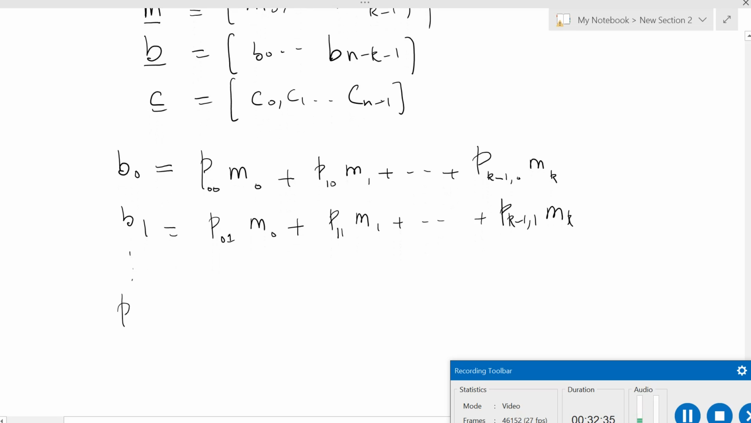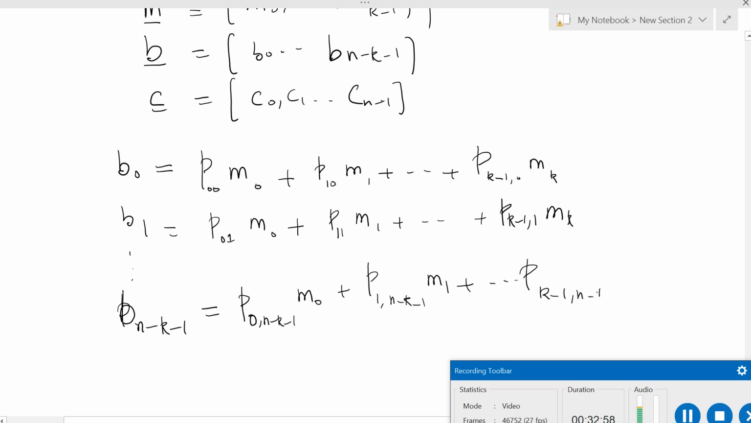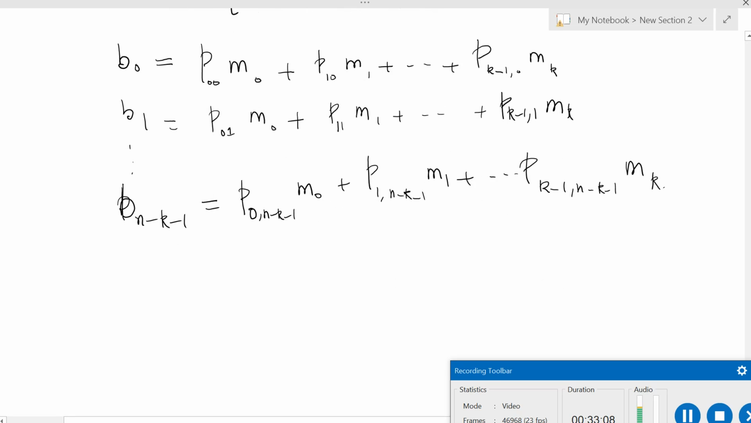So on and so forth up to B n minus k minus 1 equals P0 n minus k minus 1 M0 plus P1 n minus k minus 1 M1 plus Pk minus 1 n minus k minus 1 Mk minus 1, right? This is how each parity bit is generated. So this can be easily given a matrix formulation by defining a P matrix.